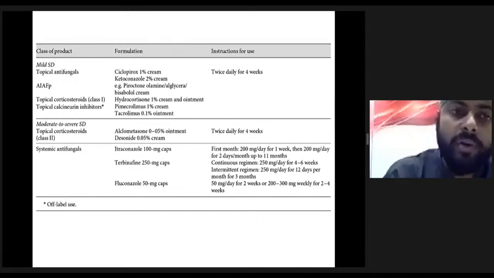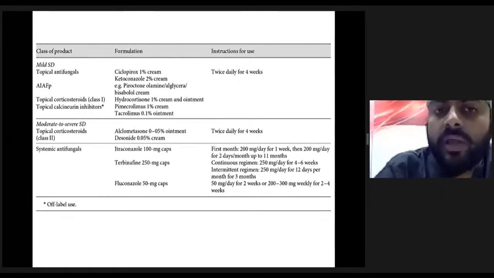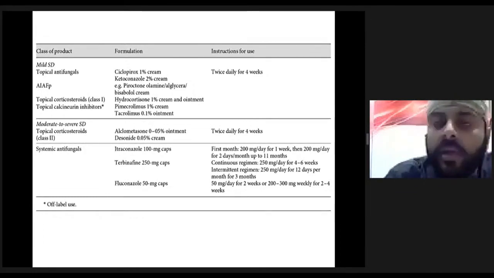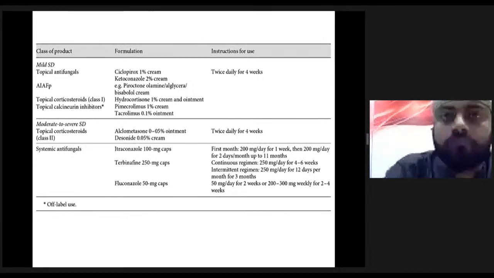And in moderate to severe seborrheic dermatitis, class 2 topical steroids like fluticasone or mometasone can be used. Systemic antifungals like itraconazole or fluconazole are used primarily. Terbinafine, although recommended, does not have significant activity against yeast fungi.